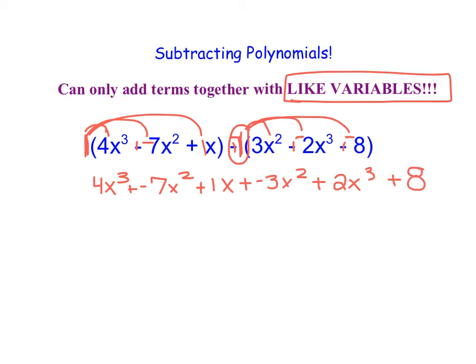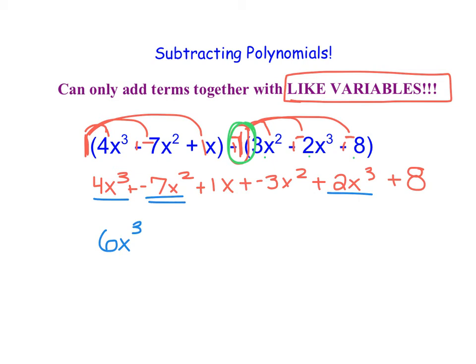So notice how this second set of parentheses has a negative 1 distributed to it, and as a result the signs of all three terms actually change to be the opposite of what they were. Now from here we're going to combine our like variable parts, starting with the highest degree. I notice the highest degree is x cubed, and I have two terms that contain an x cubed, for a total of 4 plus 2, or 6x cubed.